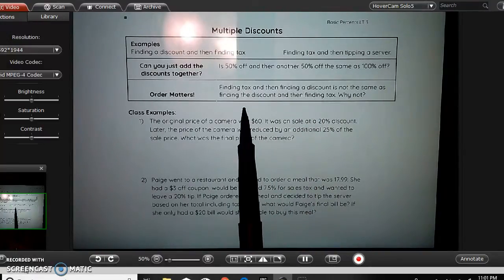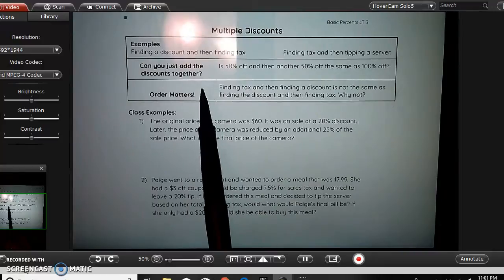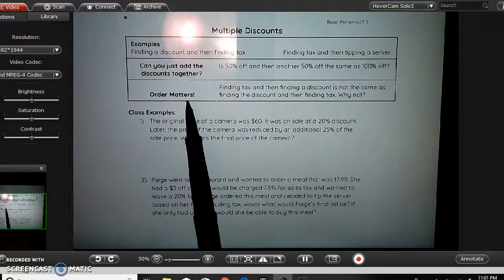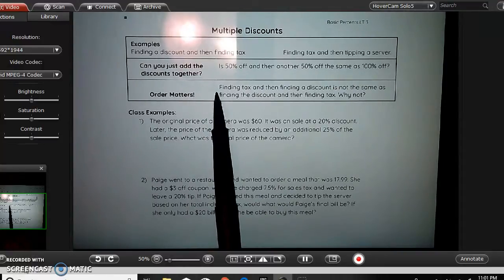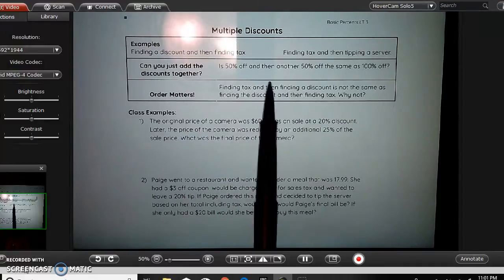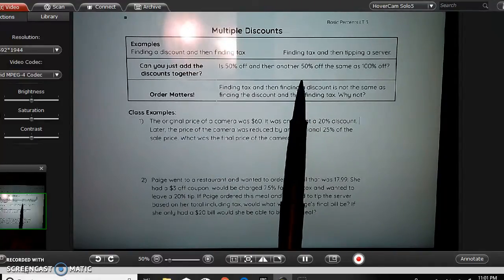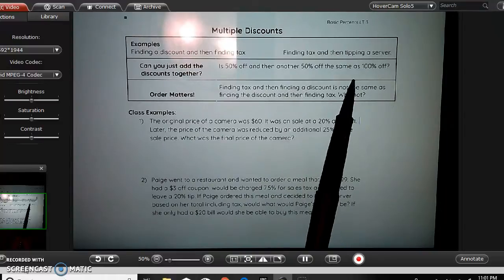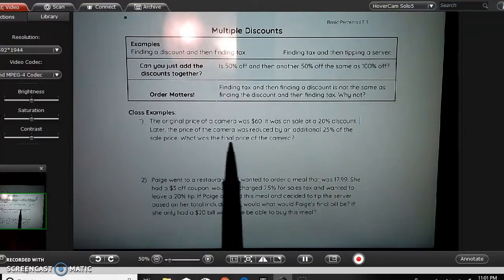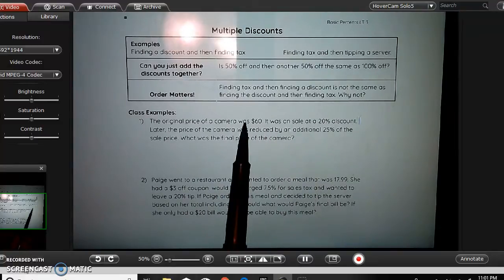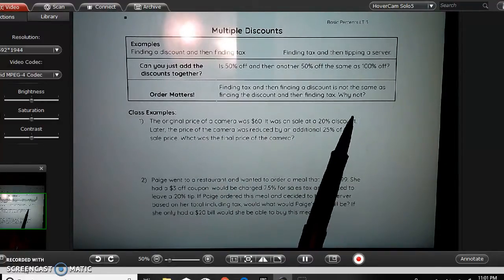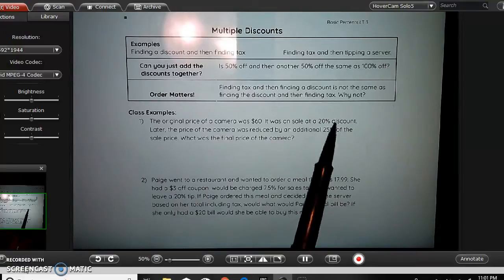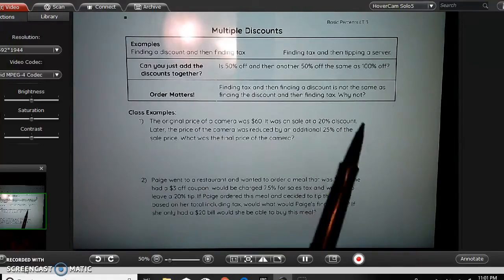So a couple questions here that we'll discuss when I get back, but it says, can you just add the discounts together? For instance, if I had 50% off and then another 50% off coupon, could I just say that the item is 100% off? So I want you to think about that. And then another one is order matters. Finding tax and then finding a discount is not the same as finding the discount and then finding the tax. And I want you to try to think about why not? Why is that not the case?